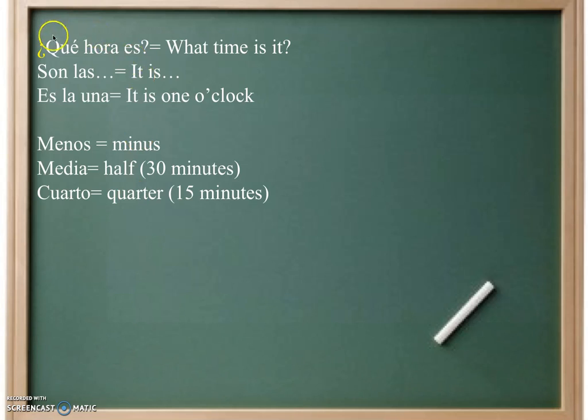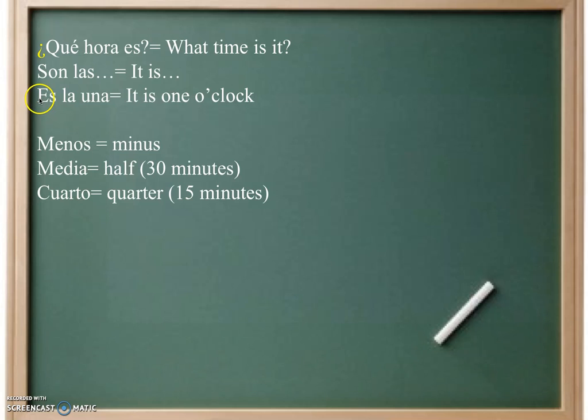So the question that we're going to be asking ourselves is, ¿Qué hora es? ¿Qué hora es? means what time is it? And your response to that question would be son las, and then the number. Son las dos. Son las tres. Son las cuatro. Son las cinco. Son las means it is. Son las cinco. It is 5 o'clock.